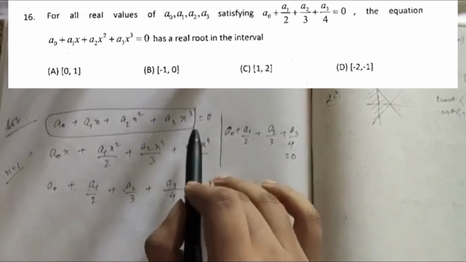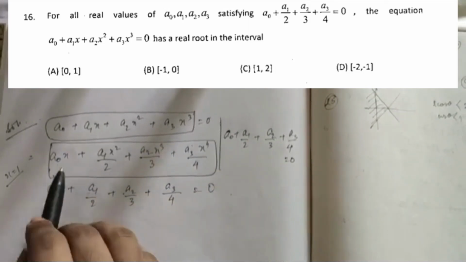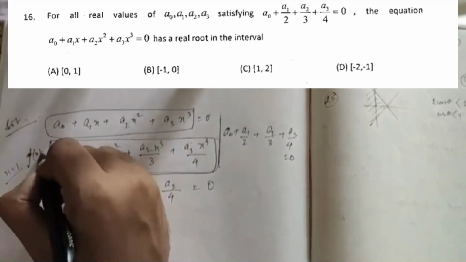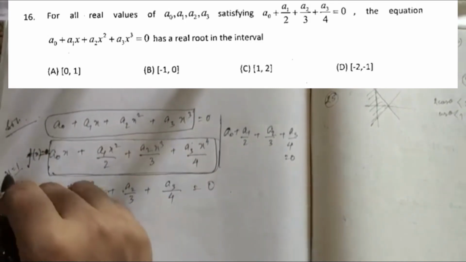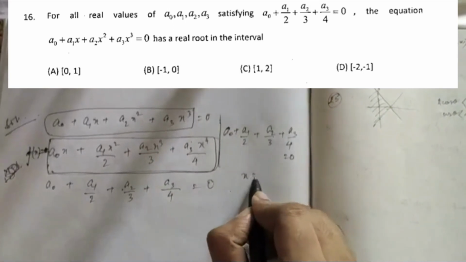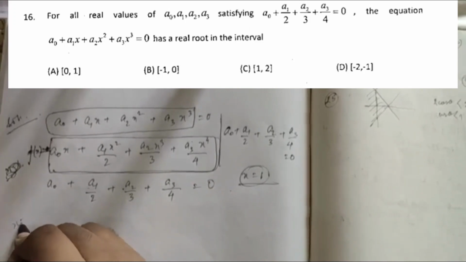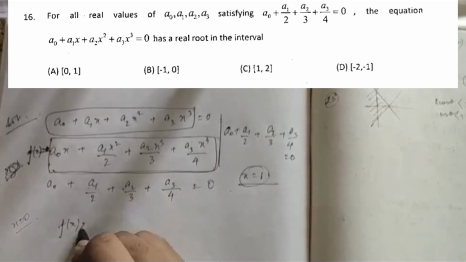Now let me tell you one thing: after integrating, let me take the function I have got, the one I have encircled, as f(x). So my function f(x) has a root x equal to 1. If I put x equal to 1, the function becomes 0 according to the given condition. And if you put x equal to 0, then also the value of f(x) will be equal to 0.